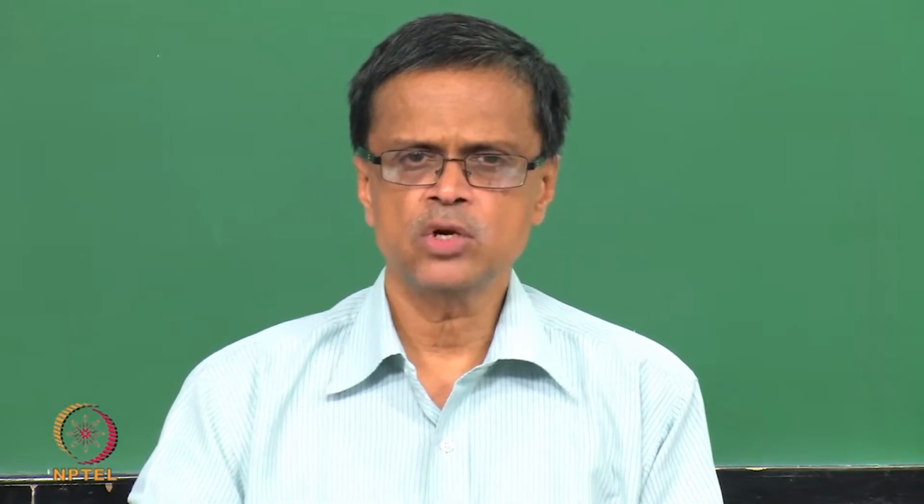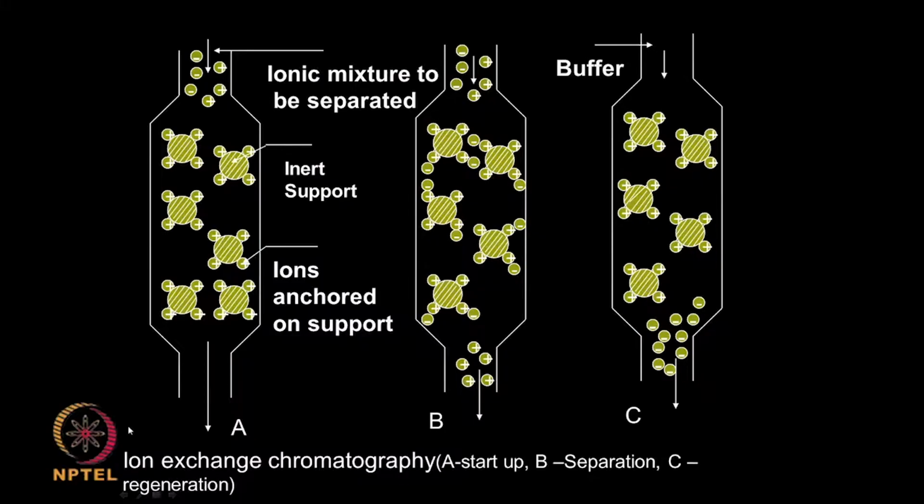Now, let us look at something called ion exchange chromatography. Basically, if you have an ionic mixture, with positive and negative ions, we have a packed column which has either positive ions anchored on the support, or it could be negative ions, and sometimes you can have mixtures also. What happens when you pass an ionic mixture? The negative ions will get captured on the ions which are anchored. The positive ions will flow nicely. Later on, I can use a buffer to elute out these negative ions.